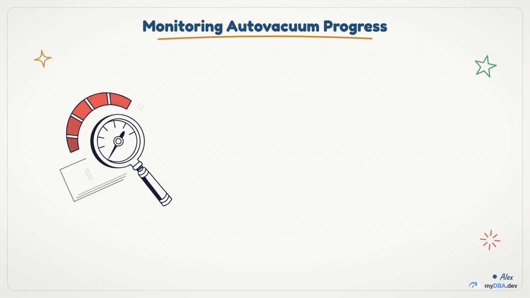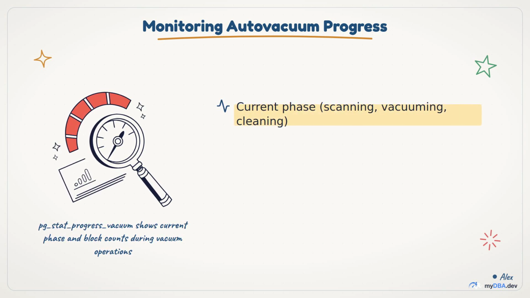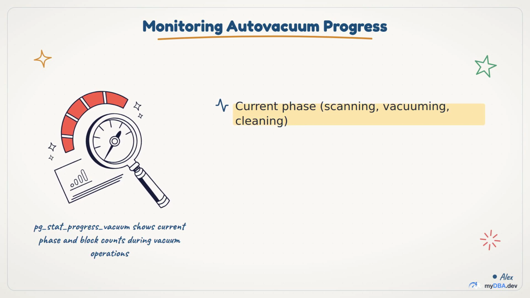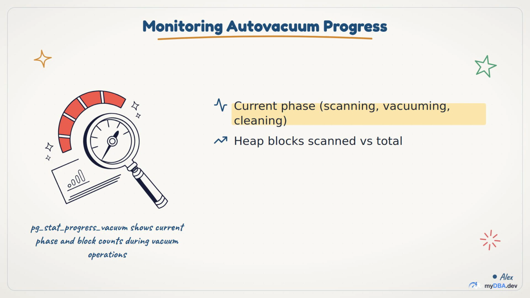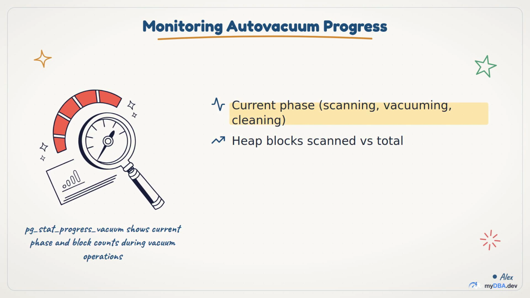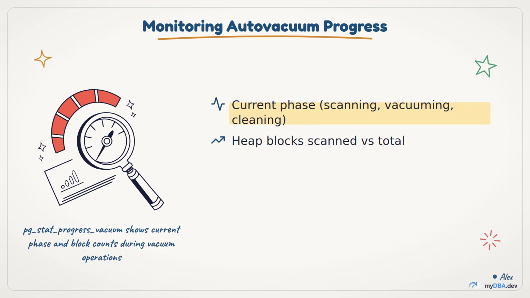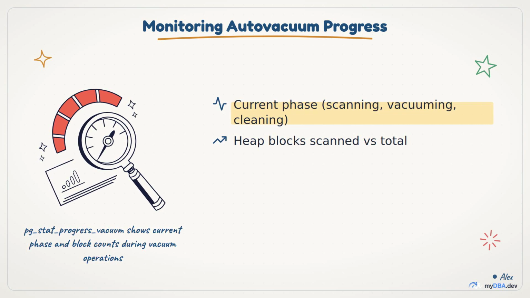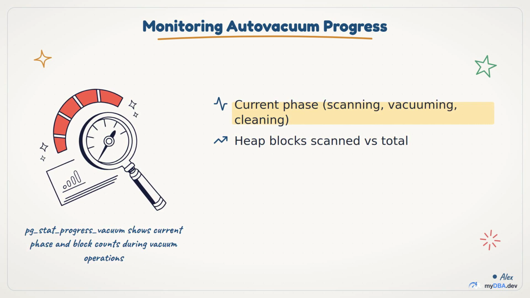Once you've tuned Autovacuum, monitor it with pg_stat_progress_vacuum. It shows which table is being vacuumed, what phase it's in, scanning heap, vacuuming indexes, cleaning up, and how many blocks it's processed versus the total. If you see it stuck in scanning heap for hours, that's a sign it's cost throttled or blocked by a long transaction. So I can actually watch Autovacuum work in real time?